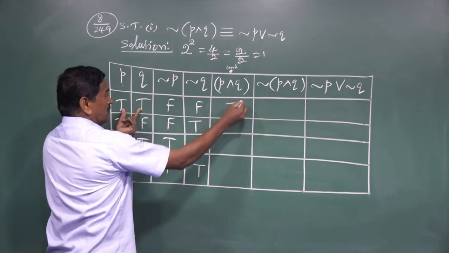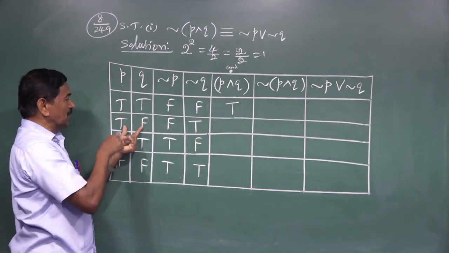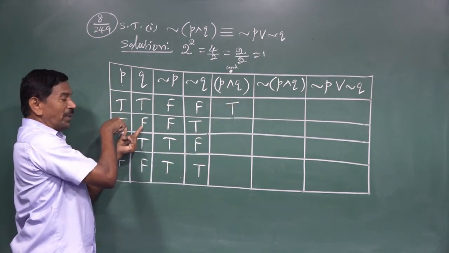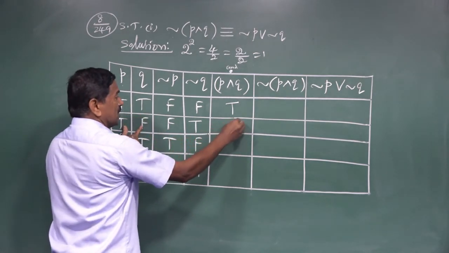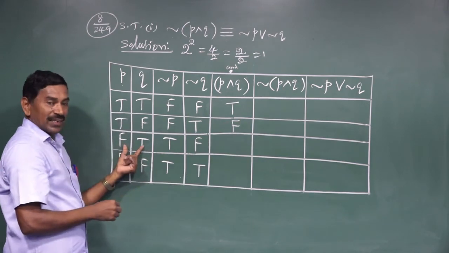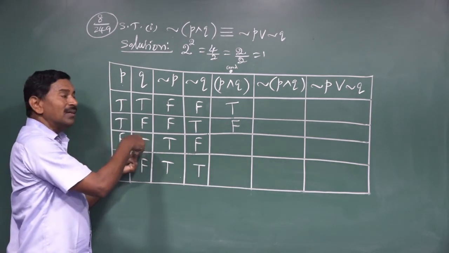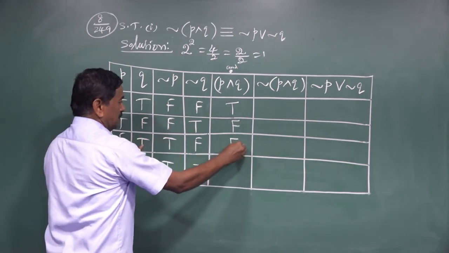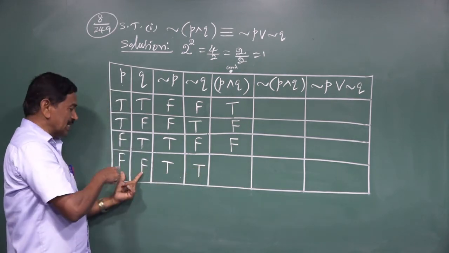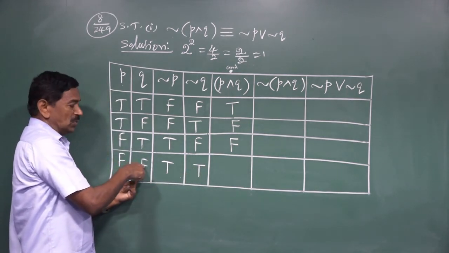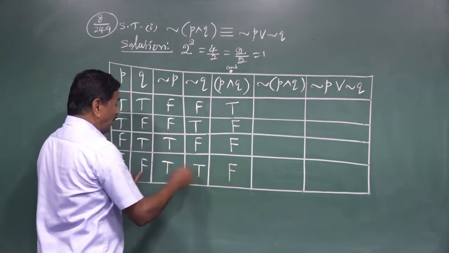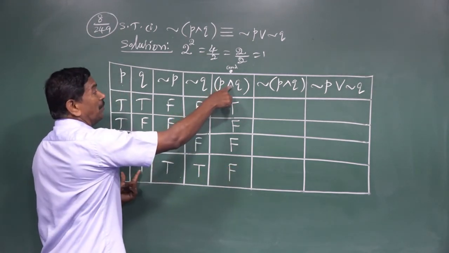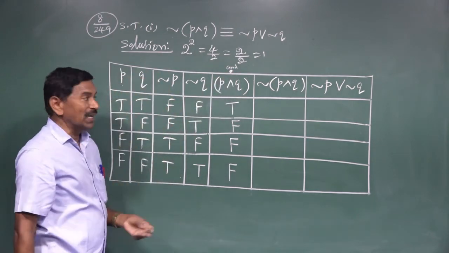1 means true. Come downwards. True means 1, false means 0. 1 into 0 is 0, so 0 means false. Then 0 into 1 is 0, false. False means 0. 0 into 0 is 0, false. Why are we multiplying? Because and means multiplication. Completed.